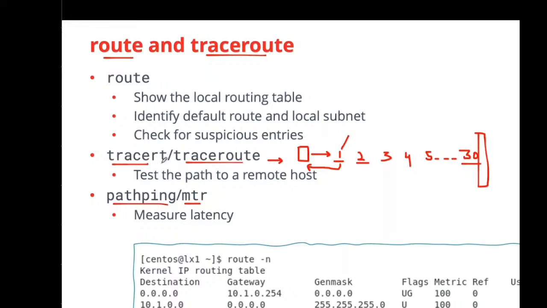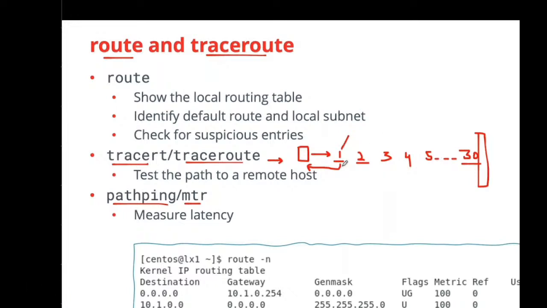It is said by IEEE, RFC, whatever you call it, that the machine you're trying to reach should be within these 30 hops. That is basically the standard. We have to make sure that it is within 30 hops. So this is how traceroute or tracert works.